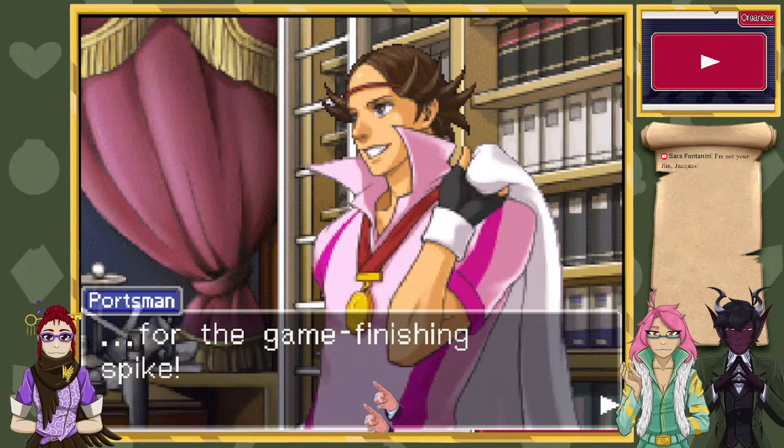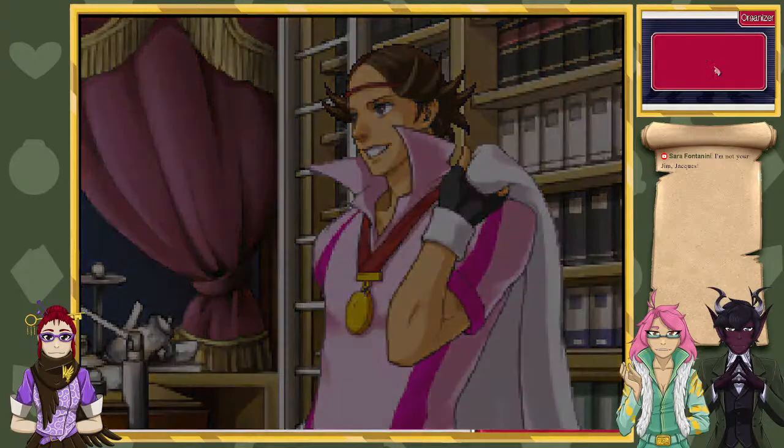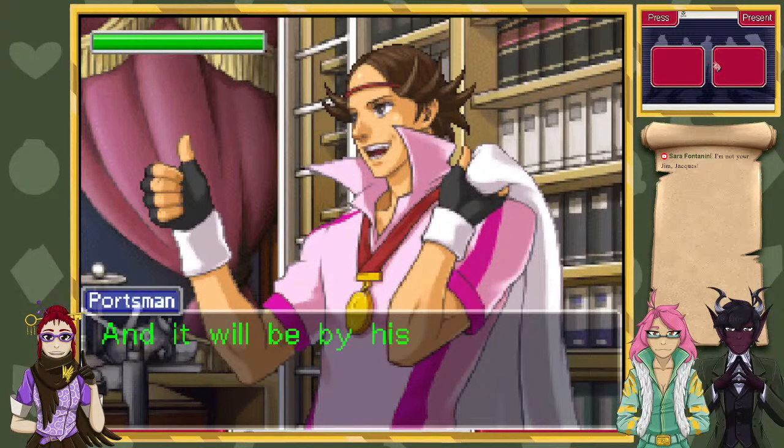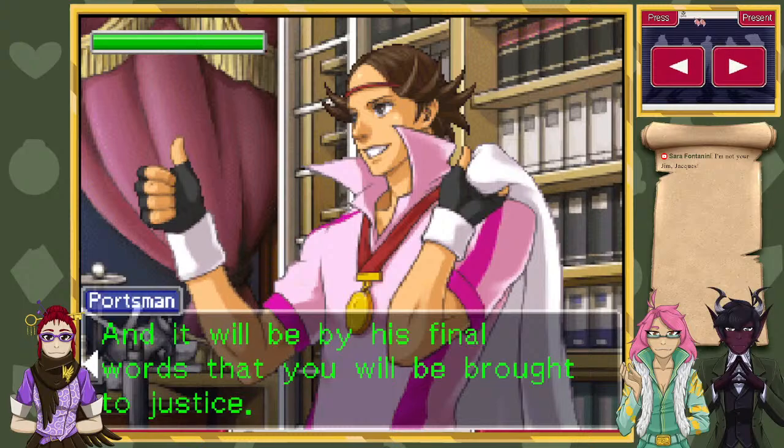For the game-finishing spike. Oh, I'm a volleyballer? This does not feel like a volleyballer, does he? Insert Haikyuu opening here.